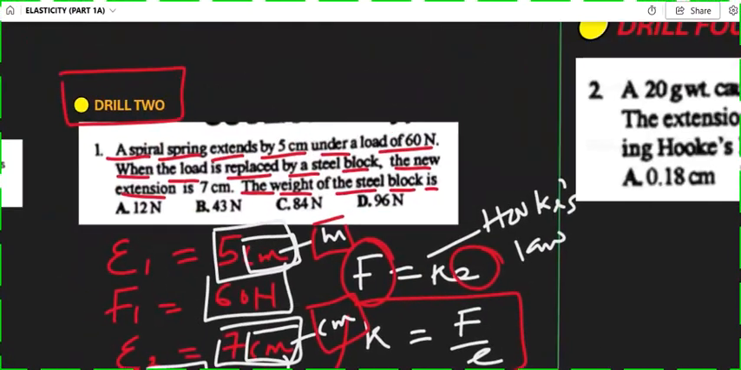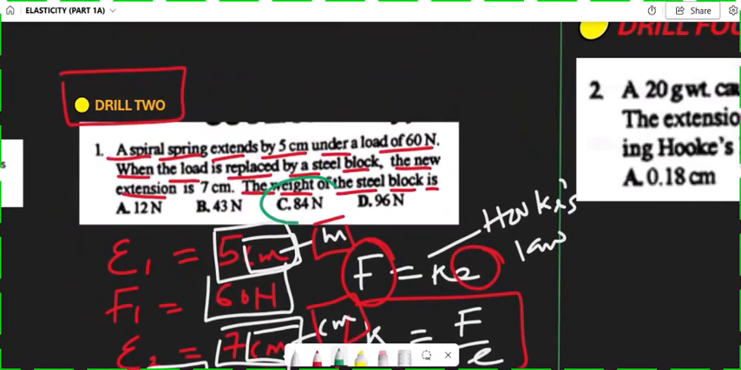Let's consider the answer here. Okay, we are given the answer as option C. Option C is the right answer. Moving on to the next question.